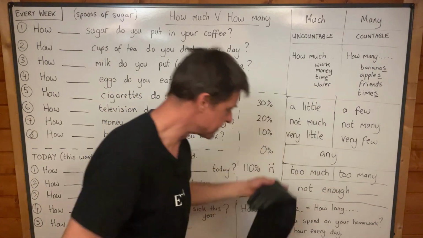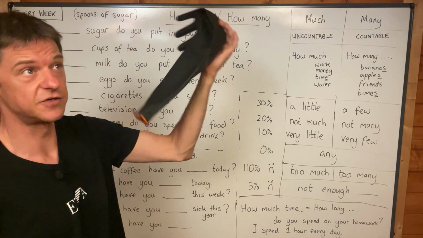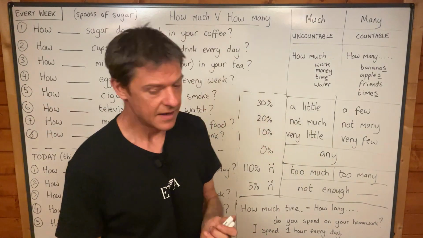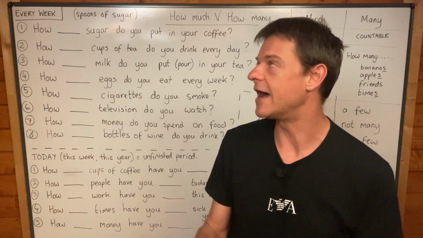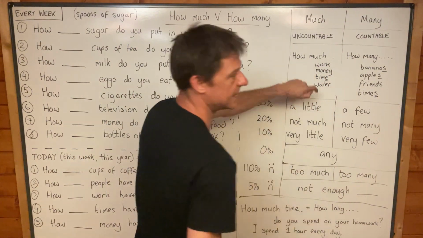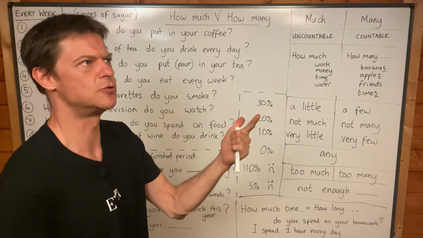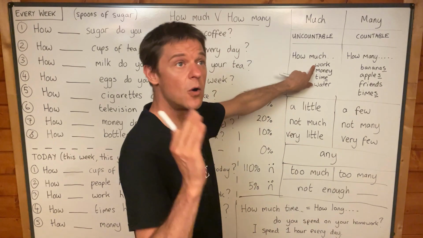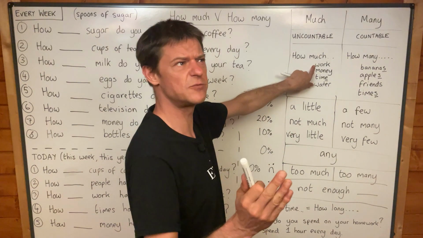I can count big black gloves. 1 glove, 2 gloves, 3 gloves. It's easy, yeah? No problem. But I can't count everything. I can't count money. I can't say 1 money, 2 monies, 3 monies. It sounds strange. I can't say 1 work, 2 works, 3 works.